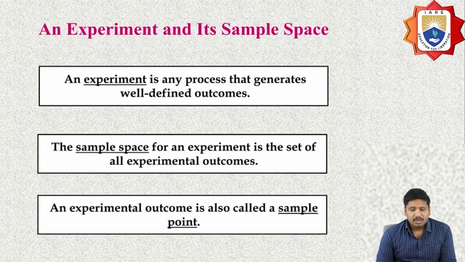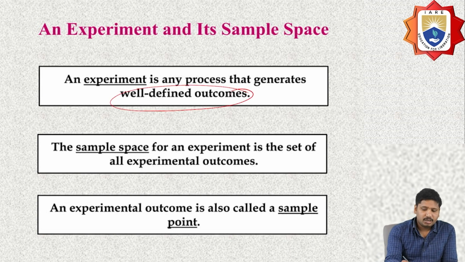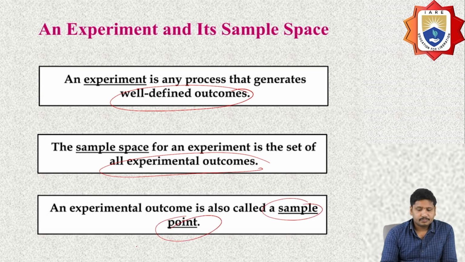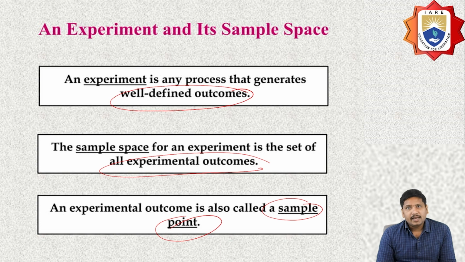So what is an experiment and what is a sample space? An experiment is any process that generates well-defined outcomes, and the sample space of an experiment is the set of all possible outcomes. Each experimental outcome is also called a sample point.